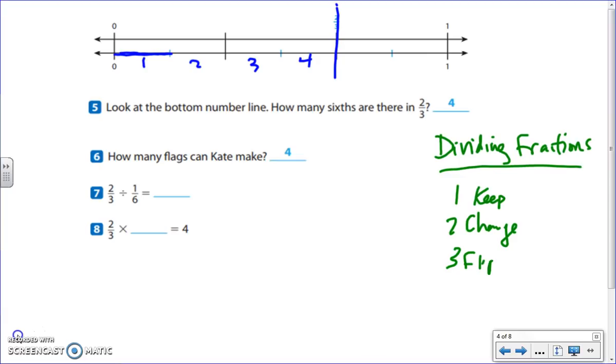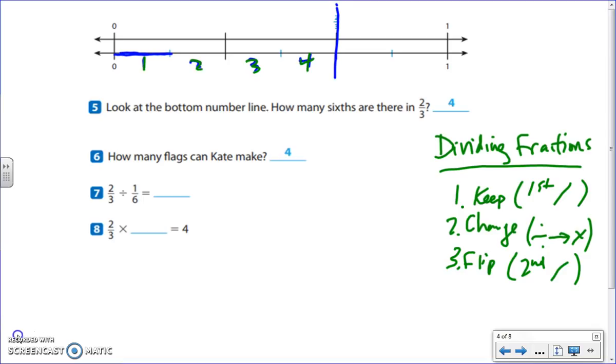I know this is what you were exposed to in 5th grade. That means you keep the first fraction the same, you change the division into multiplication, and you flip the second fraction. And so you can see very clearly that there are 1, 2, 3, 4 1/6 pieces in 2/3. So I know what the answer should be. It should be 4. Let's make sure that we can get that answer.